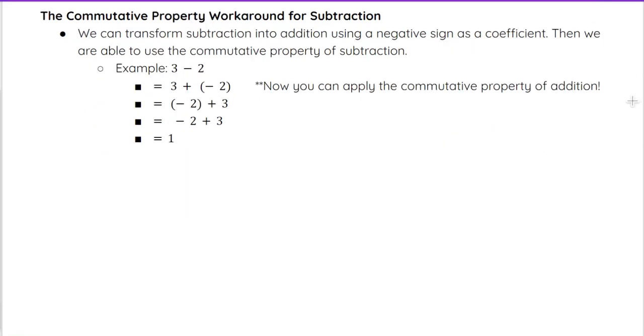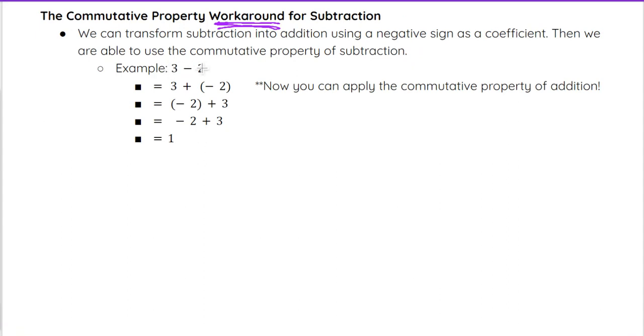So the commutative property workaround for subtraction. This is considered a workaround because it is not actually possible to use a commutative property for subtraction in the way that you would addition. But we can transform that subtraction into addition using a negative sign as the coefficient, so it moves with the number. Then we are able to use the commutative property to switch the order.